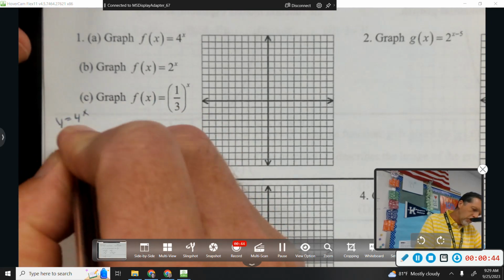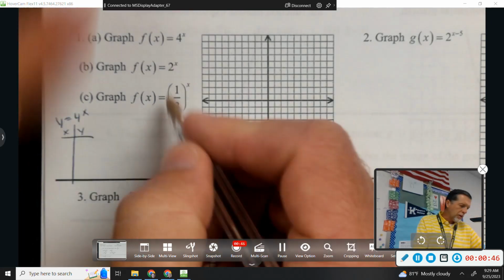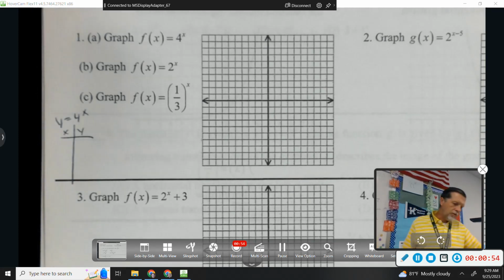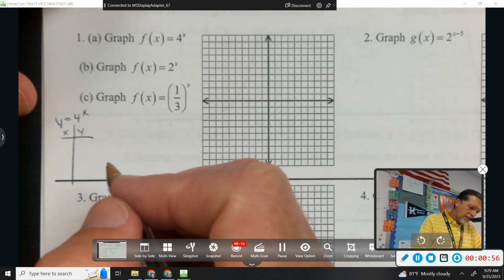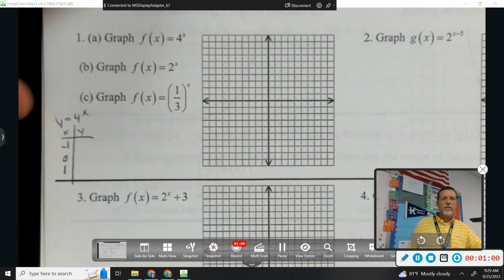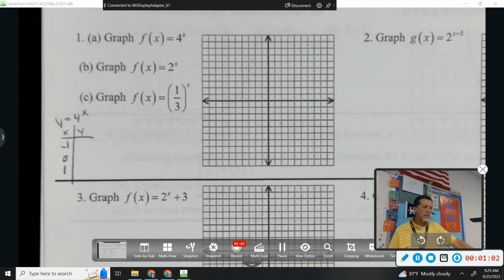So let's do 4 to the x first. And by the way, we're going to put all 3 of these on one graph. So if you have 3 colors, that'd be nice. If not, you can still figure it out. So 4 to the x. Let's just go -1, 0, and 1 and see if that's enough for us to figure out what's going on. If not, we'll graph some more.